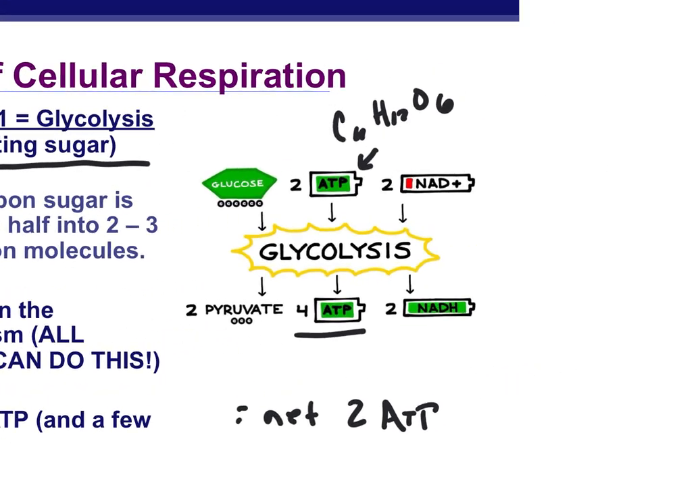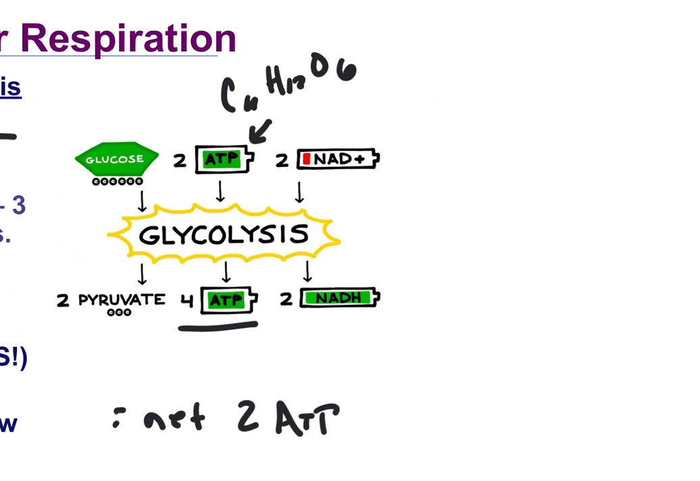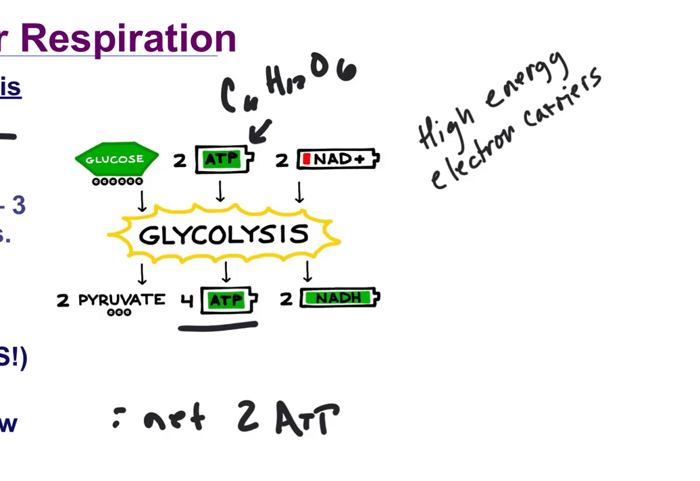Now, I want to bring up this player right here: NAD+ and NADH. So in cell respiration, we have 2 what's called high energy electron carriers. Now, what these electron carriers do is they take on electrons, and that allows them to then carry the energy.